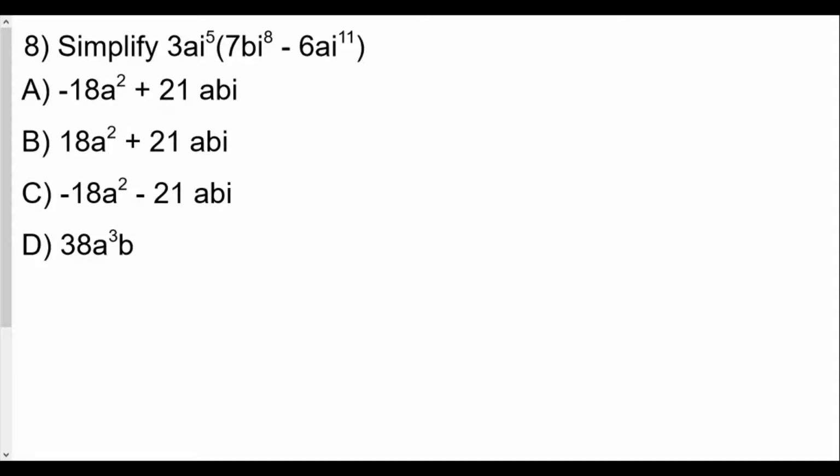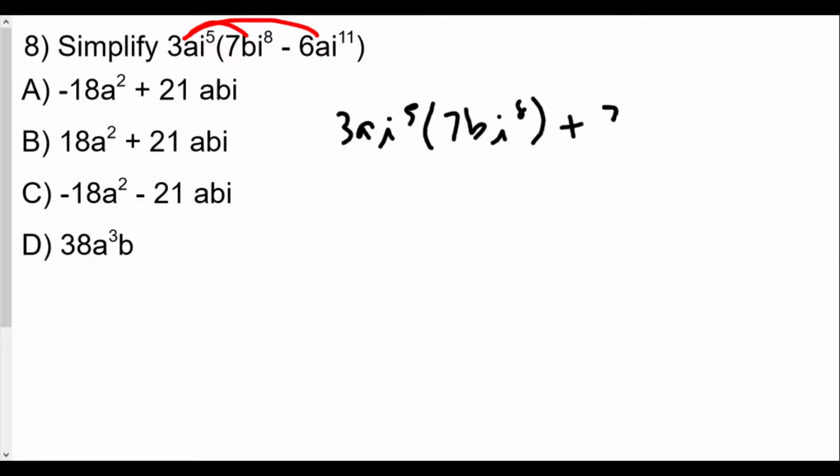Simplify 3ai to the 5th times 7bi to the 8th minus 6ai to the 11th. Okay. So we're going to distribute like we normally would using these rainbows here. And so we have 3ai to the 5th times 7bi to the 8th plus 3ai to the 5th times, oops, not plus, it should be minus. Big mistake there.